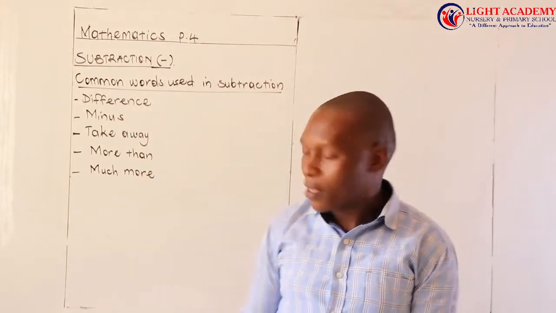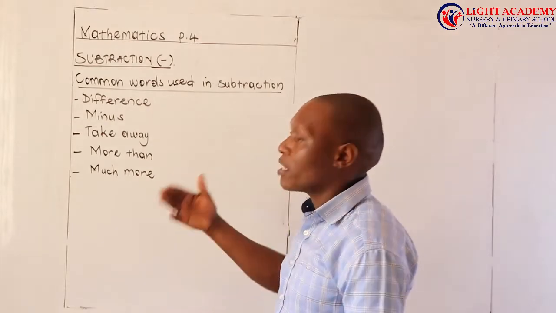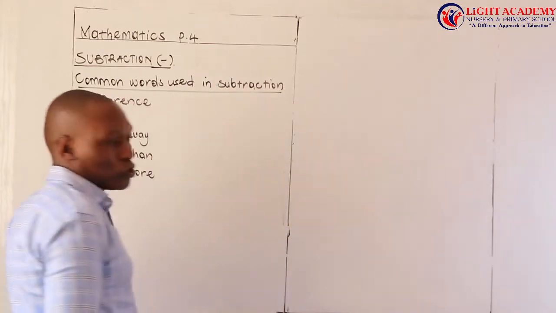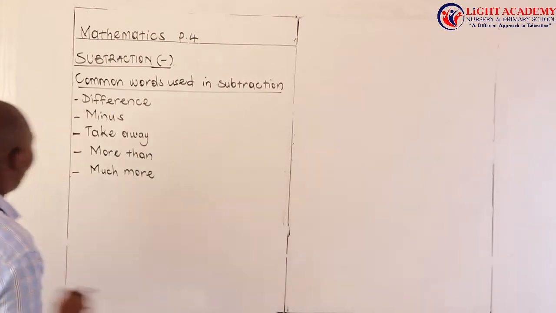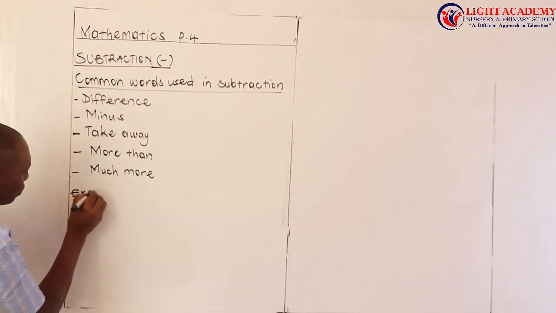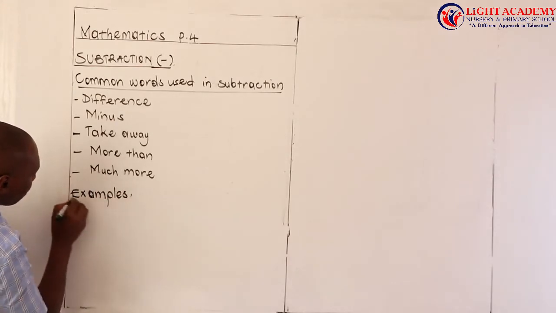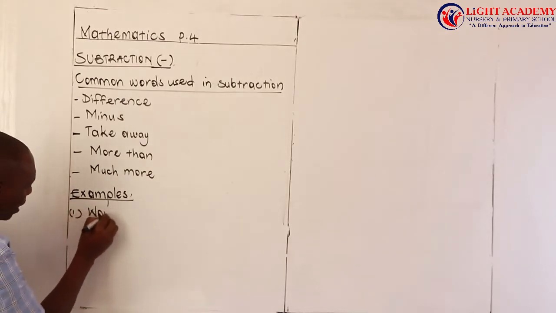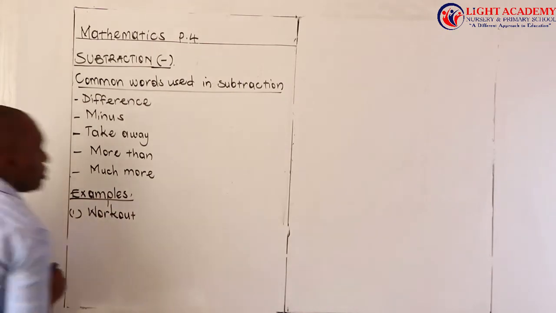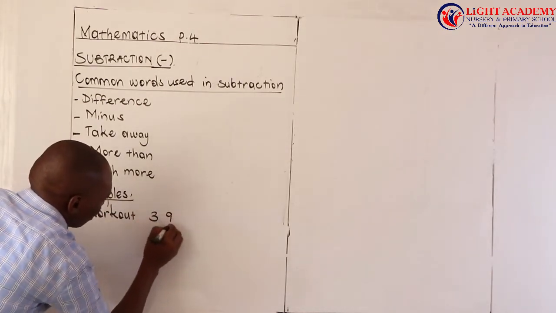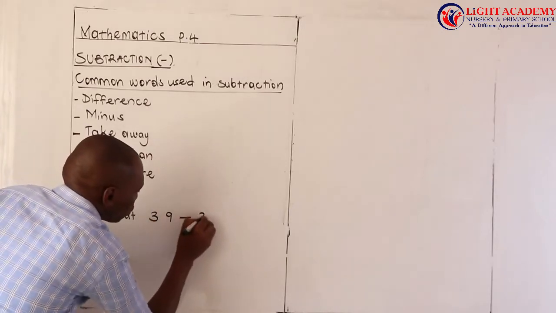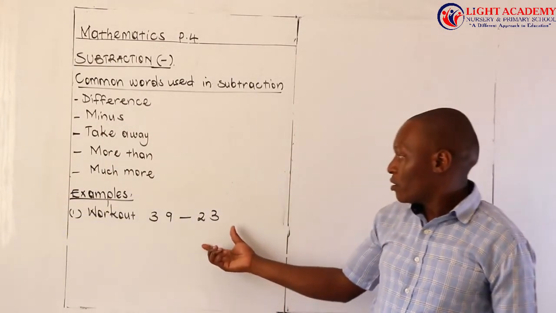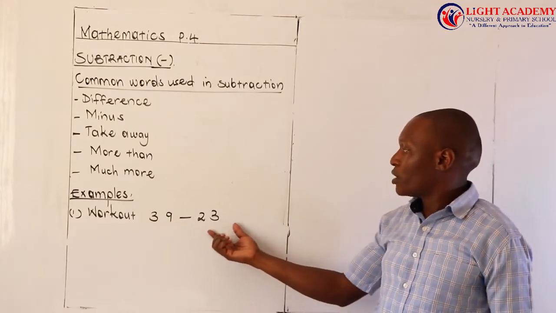So in Primary 3, you used it to carry out some subtraction, but the subtraction was basically subtraction of 2-digit numbers. For example, I can refer to this. Let me have these examples here. In Primary 3, you would have something like this. Work out 39 take away 23. So you had such kinds of questions in Primary 3. This is 39, I'm subtracting 23 from it.